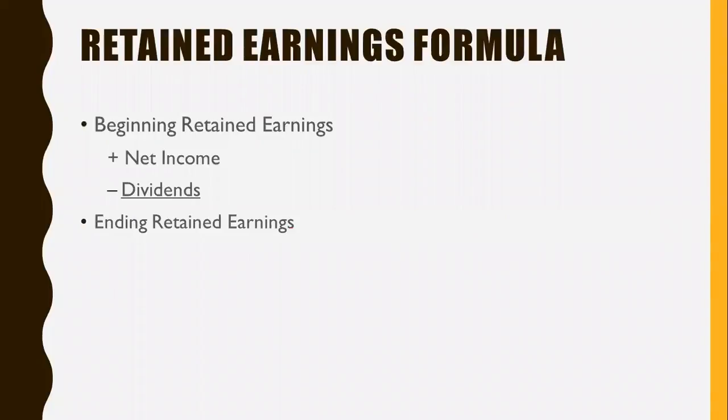So the retained earnings formula, you probably could just figure out: the beginning retained earnings plus your net income. We've already talked about how dividends subtract out of retained earnings, and that is a separate general ledger account, and that's where you get the ending balance in retained earnings.